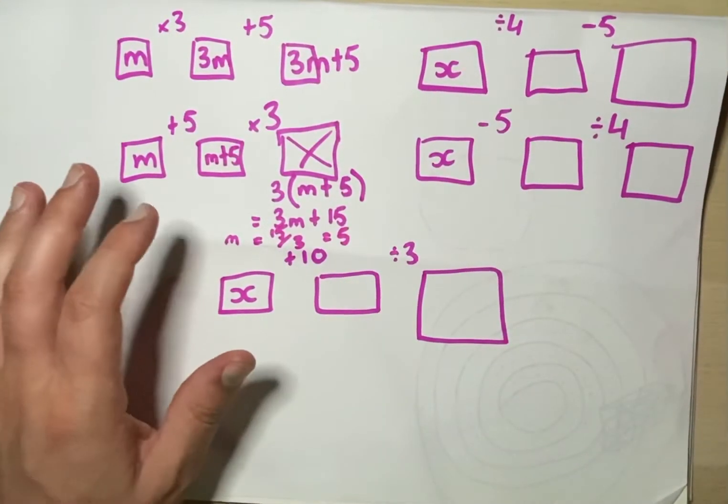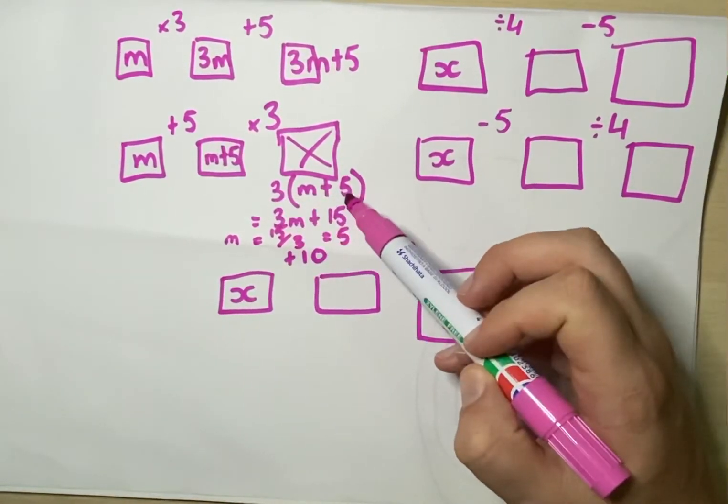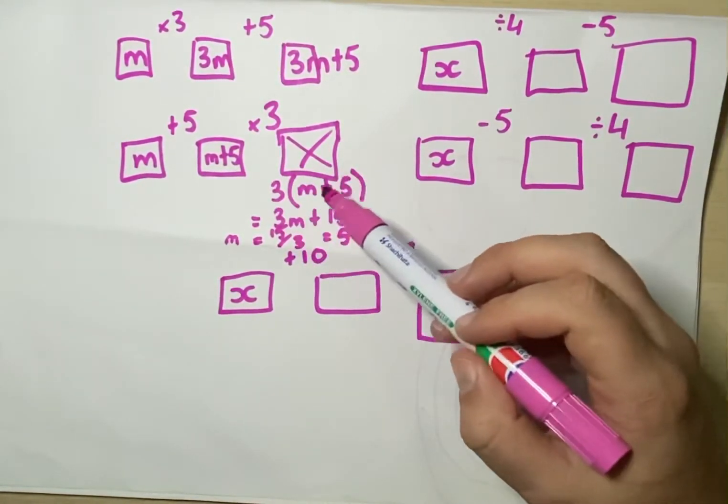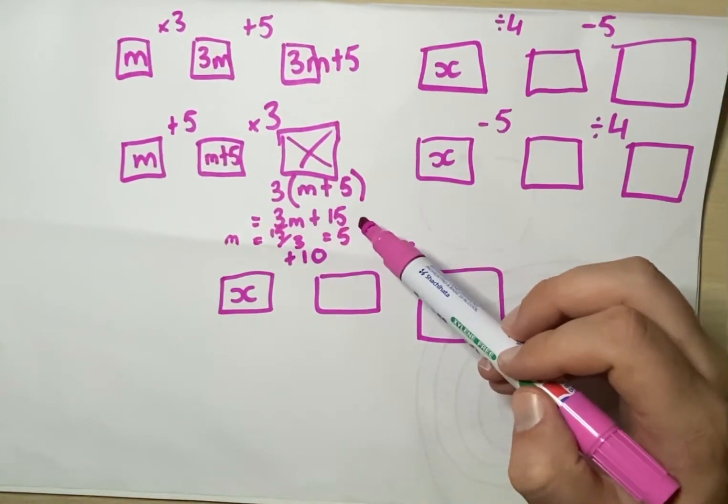So you can see it can get quite tricky. All we're focusing on is this skill here, putting it in brackets. Okay, so that's for multiplication. Maybe forget this for now. That's really going that extra step.